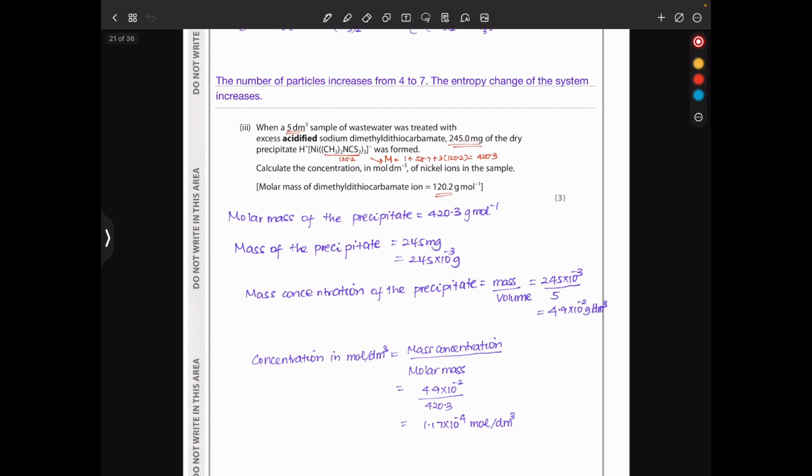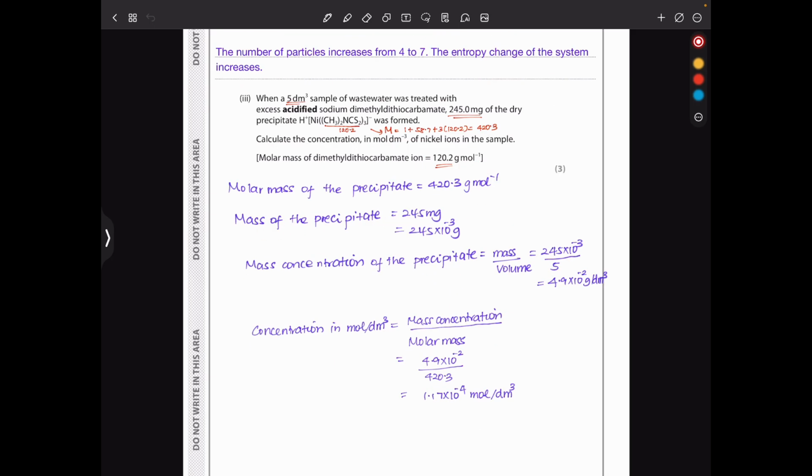Then next they say when a 5 decimeter cubed sample of wastewater was treated with excess acidified sodium dimethyl dithiocarbamate, 245 milligrams of the dry precipitate was formed. Calculate the concentration in mole per decimeter cubed of nickel ions in the sample. So I began by getting the molar mass. Molar mass of the precipitate is 420.3 gram per mole.